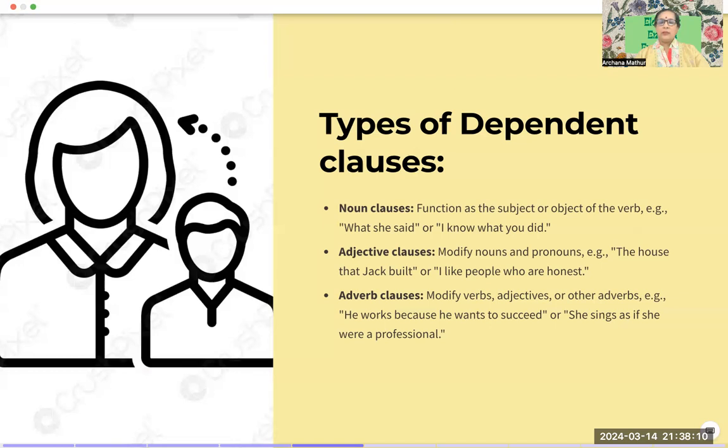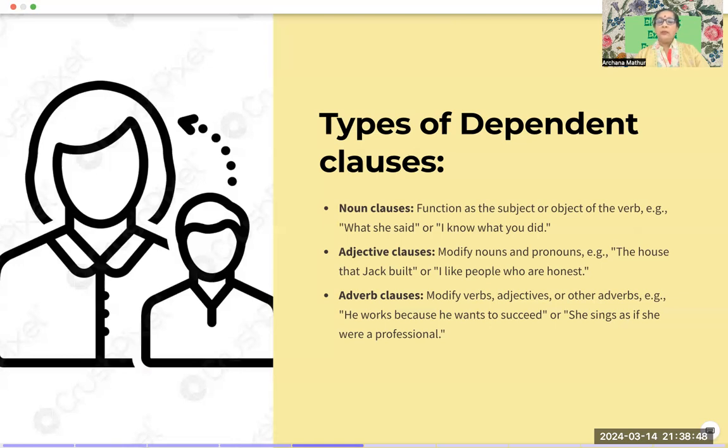Now coming to adjective clauses. So these clauses, they modify nouns and pronouns. For example, the house that Jack built. That Jack built is an adjective clause because we can say the big house, the large house, the beautiful house. So the house is being qualified by the clause that Jack built. Which house? The one which Jack built. What kind of house? It could be a large house, a small house, a good house, or a bad house, whatever. So the house is being qualified by the clause that Jack built.